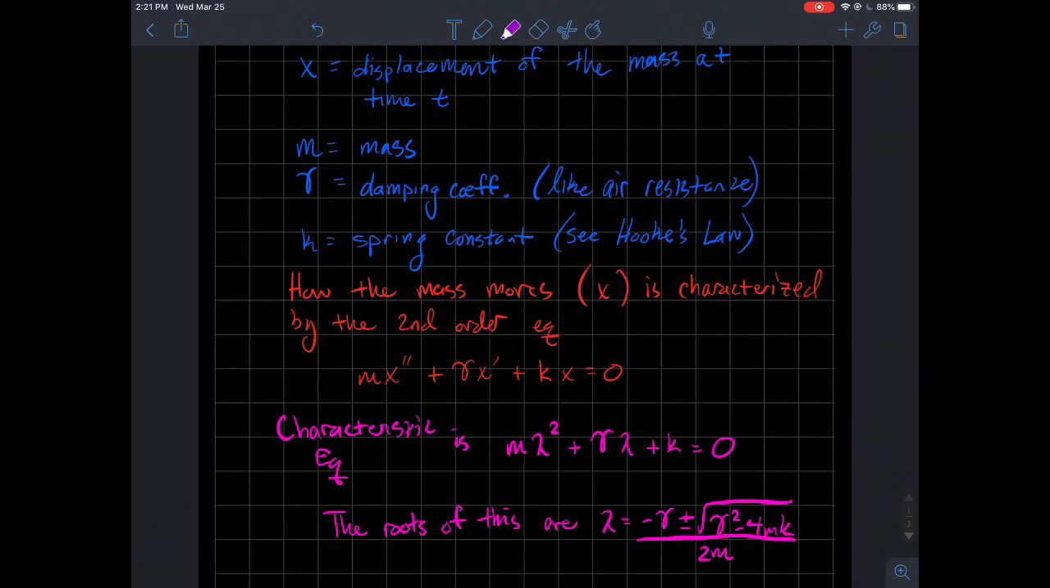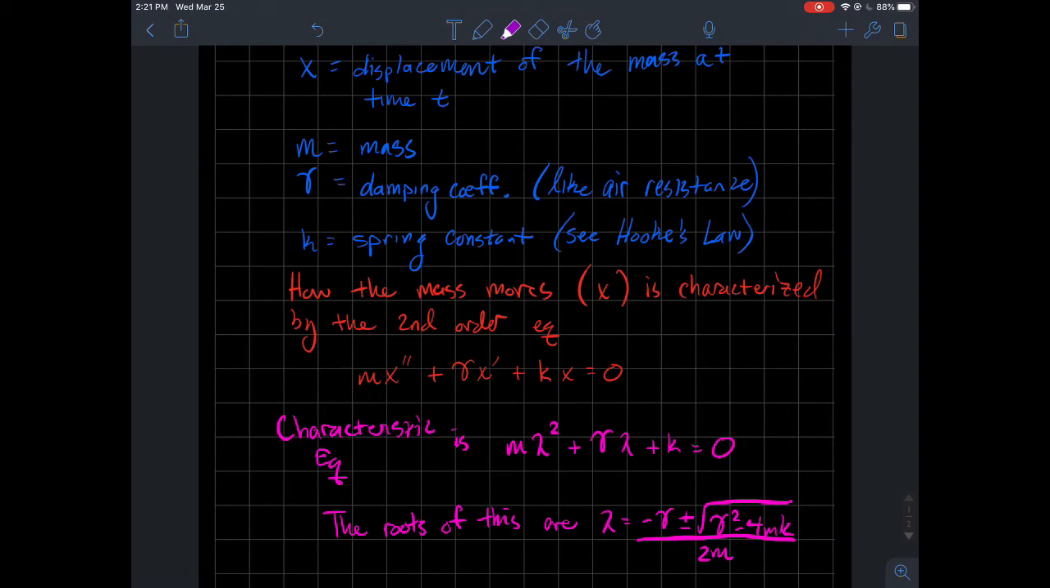Maybe some other words I should tell you about as well. Whenever there's a 0 on this side, we would say that this equation is homogeneous. And in terms of mass spring systems, we would call this system free. So a homogeneous differential equation, we're going to think of as just a free mass spring system. That's how those two words are related to each other.